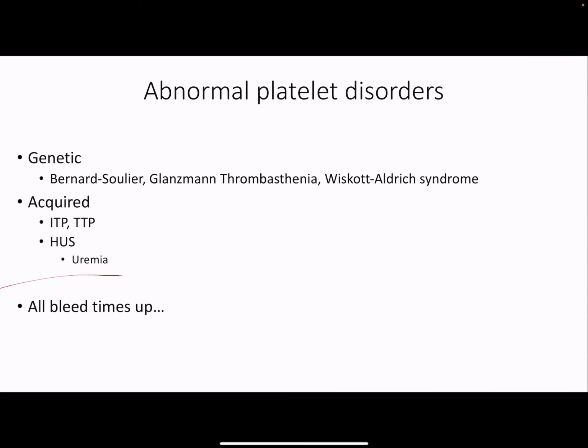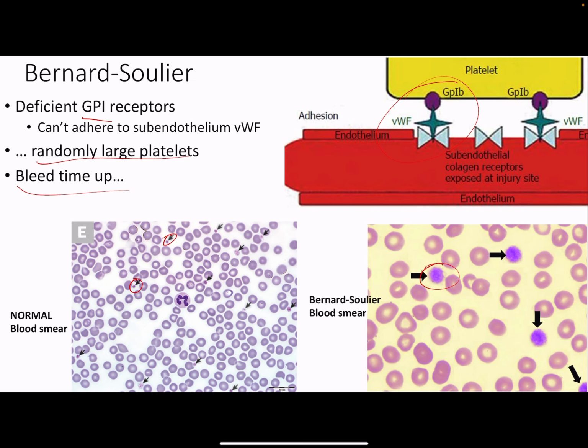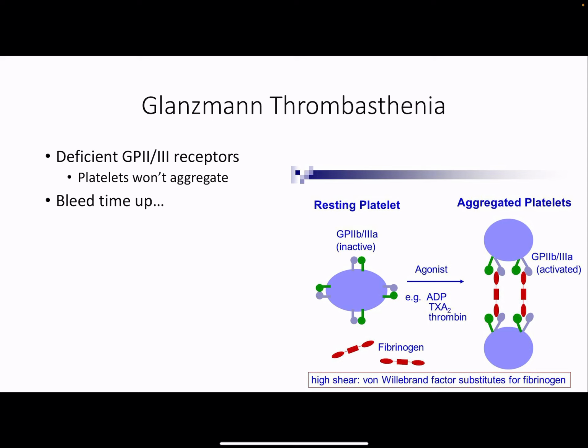And just to really emphasize this, all of the bleeding time should be up for the platelet disorders. Why? Because they're platelet disorders. The bleed time specifically just looks at superficial cut bleed times. So every single one of these, if I don't say it, just the bleed time goes up. Glanzmann thrombasthenia. This is going to be GP2 and GP3. So remember, GP1 is for the adherence to the subendothelium. GP2 and GP3 are for platelets adhering to other platelets. They don't adhere directly. They adhere through fibrinogen, sometimes von Willebrand factor.